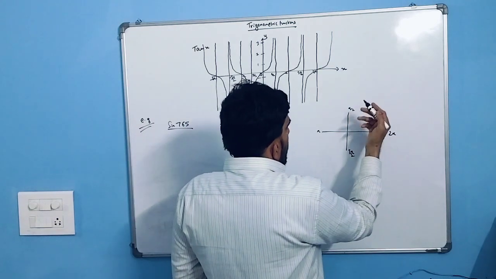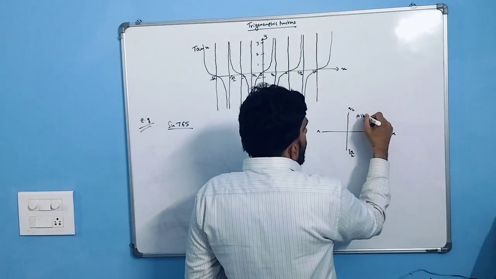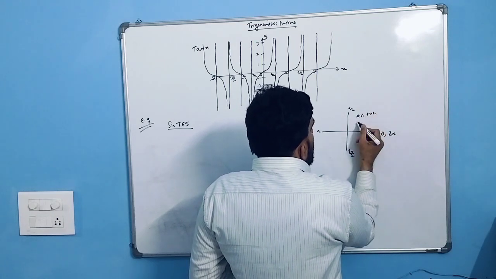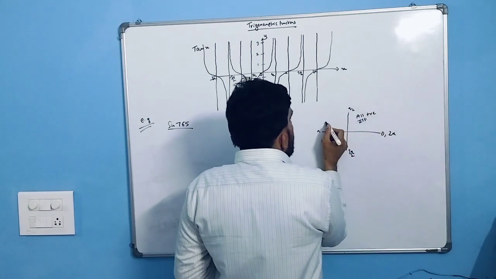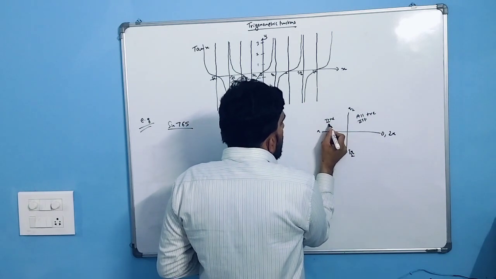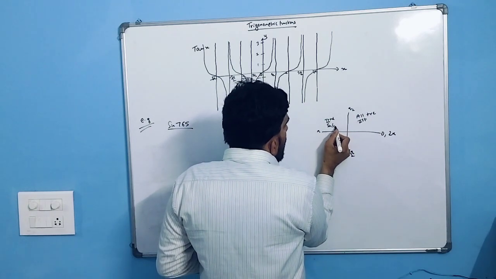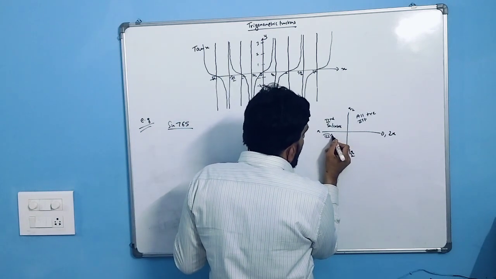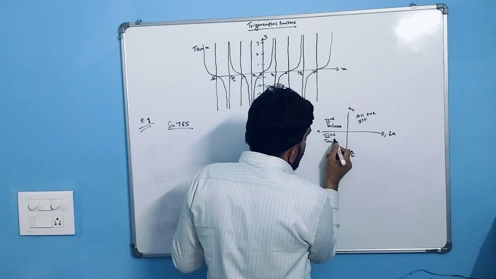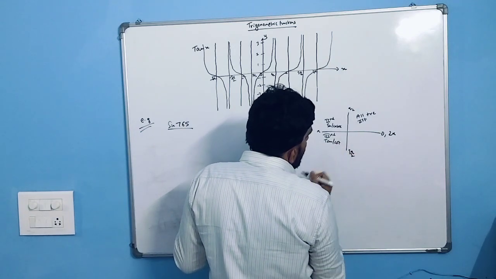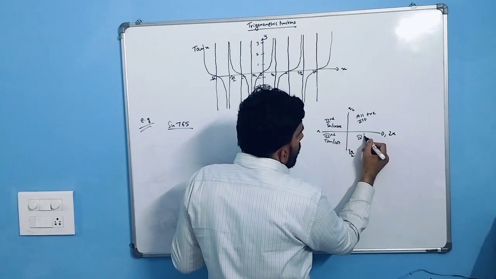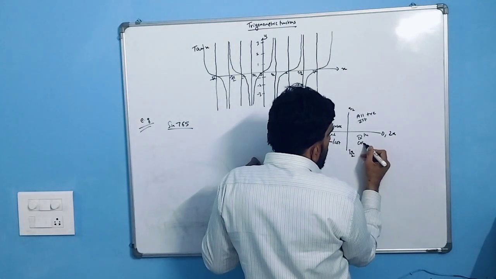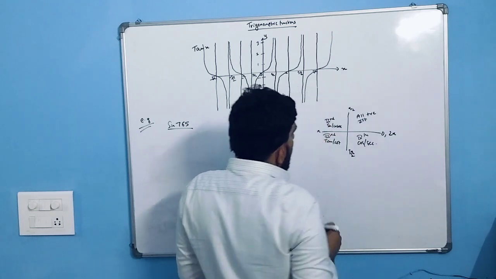Okay, 0, 90. We all know that this is the first quadrant, all positive ratios are there. This is the second quadrant, only sine or cosec ratio will be positive. This is the third quadrant where tan or cot ratio will be positive. Here, in the fourth quadrant, only cos or sec ratio will be positive.